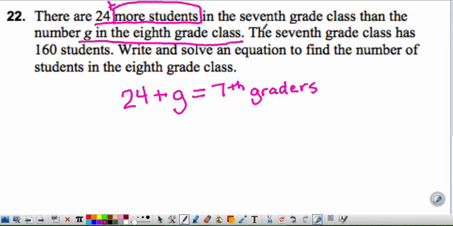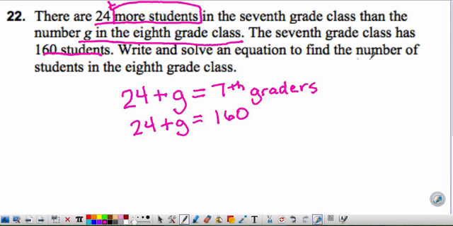Okay. The next part says the 7th grade class has 160 students. Well, what is 160? Is it G or is it the 7th graders? It's the 7th graders. So let's plug that 160 in for our 7th graders. I think it's really important, whenever you're doing these, to start writing down what you know. You may or may not need it, but it's easier to look at the kind of stuff you're setting up rather than to go back and read this whole paragraph.